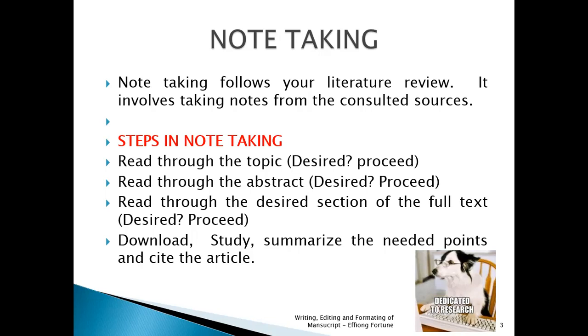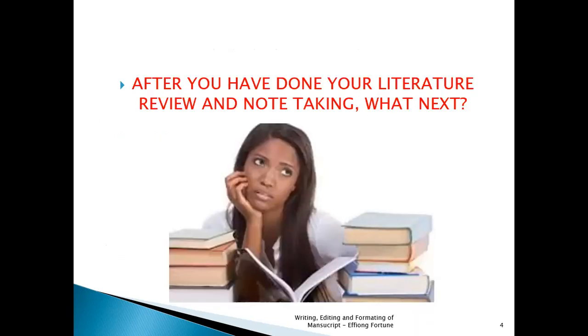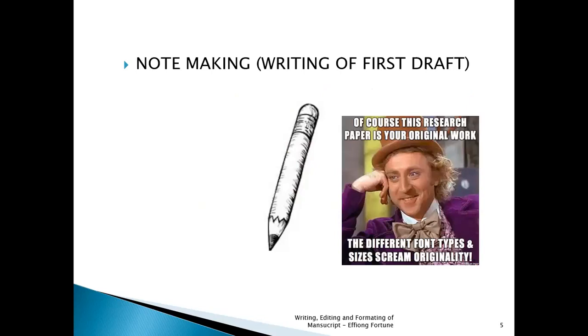Meaning if your abstract is desirable, if it has what you may be looking for, you go to the manuscript, the full text of the manuscript. Either you go through the introduction, or you go through the methodology, depending on what you're looking for. So you download, you study, you summarize the needed points, and cite the article. So these are the steps in note taking. Now, when you've done your literature review and note taking, what is the next step? The next step is note making. Let's see what note making is all about.